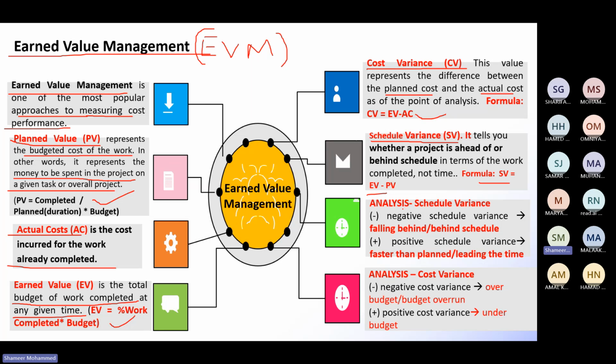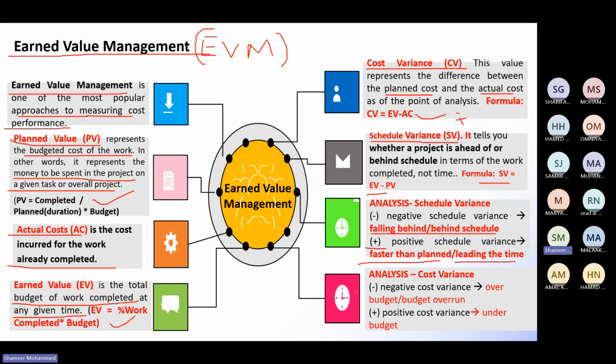Then variance analysis, if it is negative, yani this answer is negative or positive, then what you have to say is the justification. So if it is negative, that means the project is taking more time. You are behind the schedule of the project. Yani you are very slow. You are doing the work very slow. Right. Analysis if the schedule variance is negative. If it is positive means you are working very fast. You are ahead of the time.